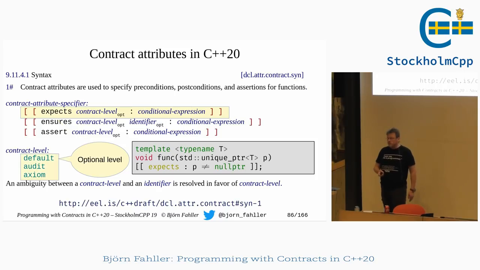We have a contract level that we can optionally supply. The default is, well, the default. So you don't have to write that, but maybe you want to be extra clear. Audit is sort of a stronger one. And axiom is so strong that it's actually never checked.